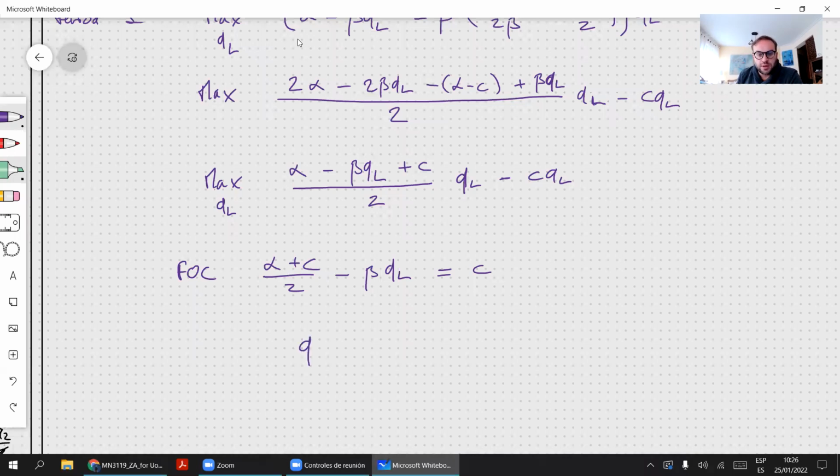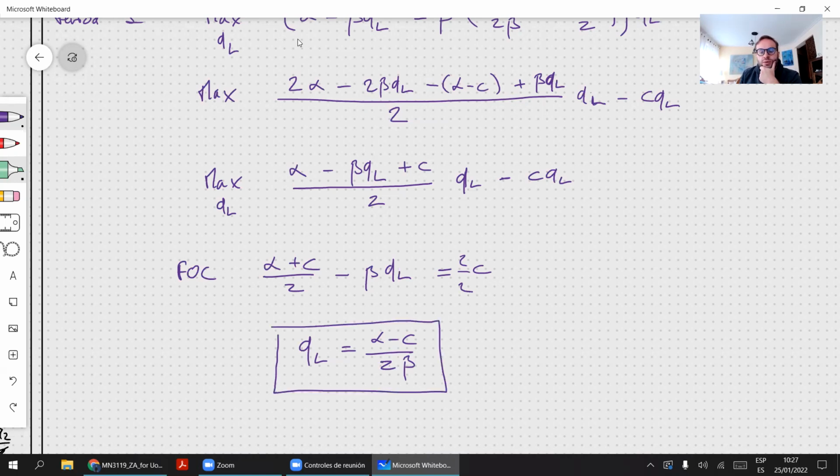So at the end, the leader is going to be producing. Here there's a few tricks that you can do. For example, if you have a common denominator that is 2, you're going to get alpha minus C divided by 2, everything divided by beta, and we got the solution of the leader.